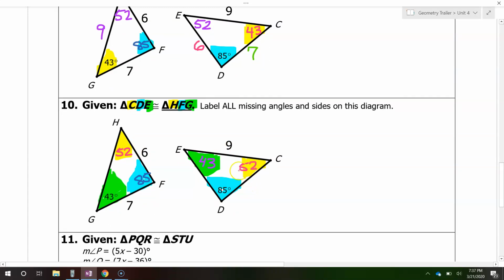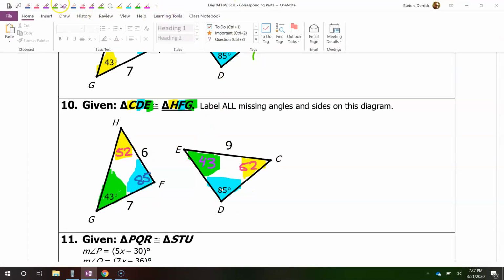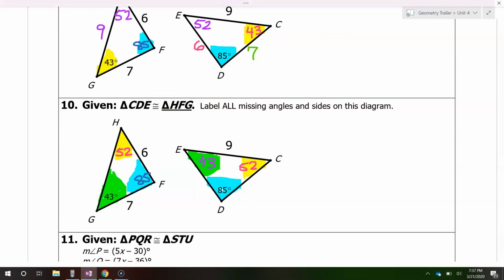Now, matching up the sides, just like we did before. The 9 is side EC. EC, that's this and this. That's going to match HG. Here's HG over here in this area. So that means that this will be 9.